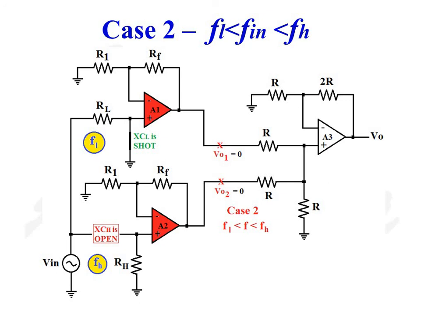Capacitive reactance XCH is very high. So capacitor CH is represented as an open circuit. So current flow through resistance RH is equal to 0. So voltage at the non-inverting input of op-amp A2 is equal to 0. So output of second op-amp A2 is equal to 0. So for the two-input non-inverting summing amplifier, both inputs are at ground potential. So output of the non-inverting summing amplifier is equal to 0.